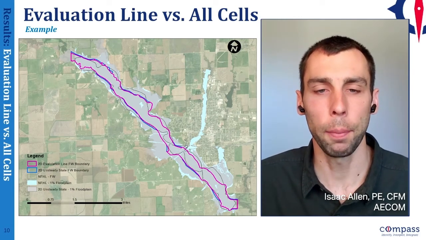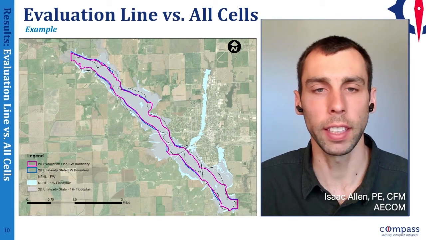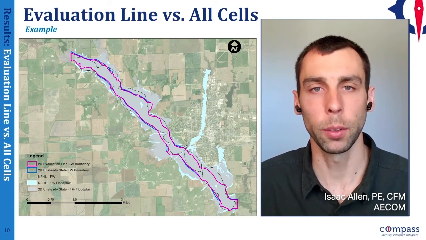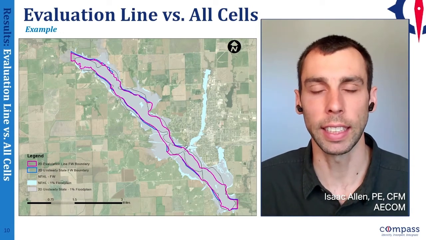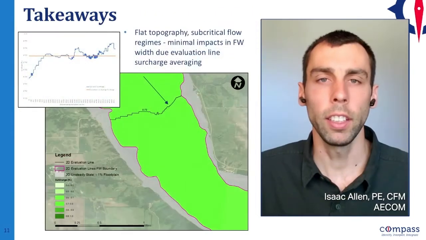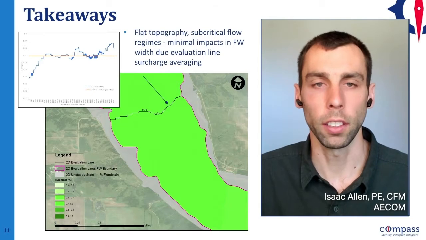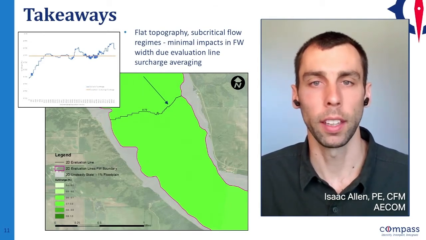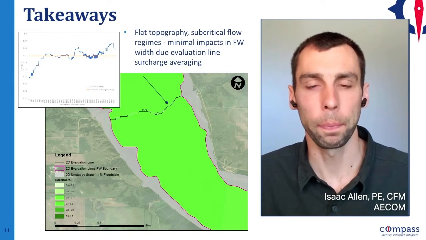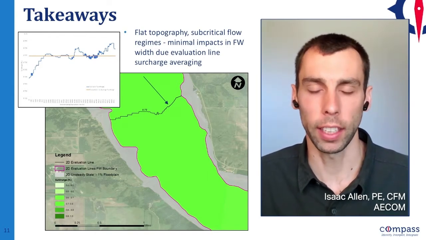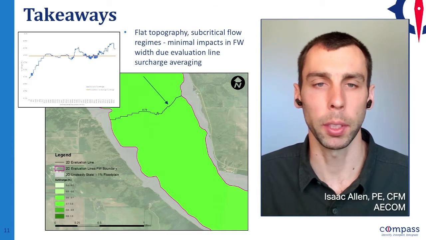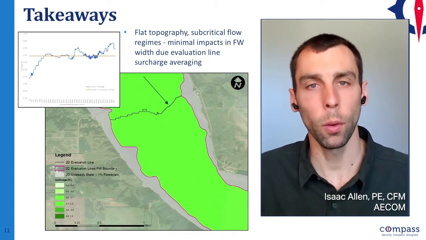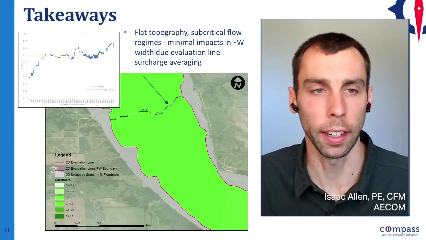Due to time restrictions, we can't go through all of these comparison figures, but what I've done is put together some of the highlights we are seeing from the different test cases available. The first takeaway from our set of results was that in areas that have flat topography with slow subcritical flow and largely 1D flow characteristics, there's minimal differences between the evaluation line and all cells approach. One such example is shown on the screen here.